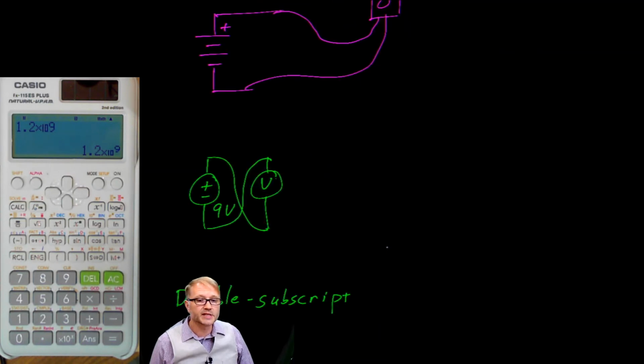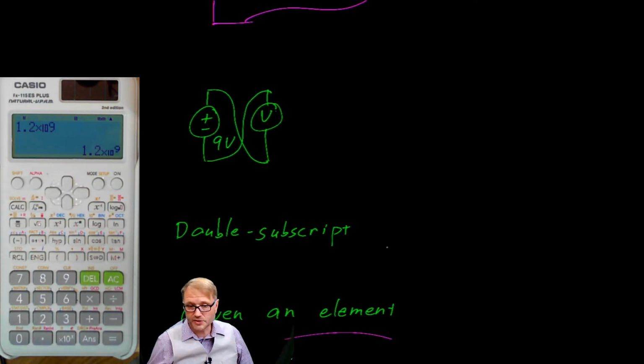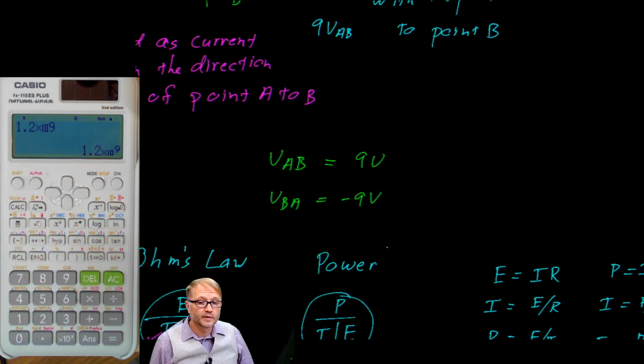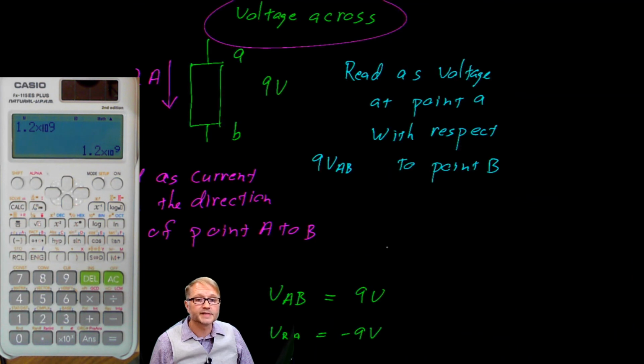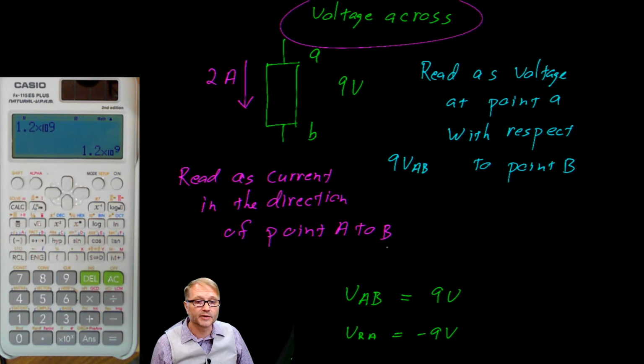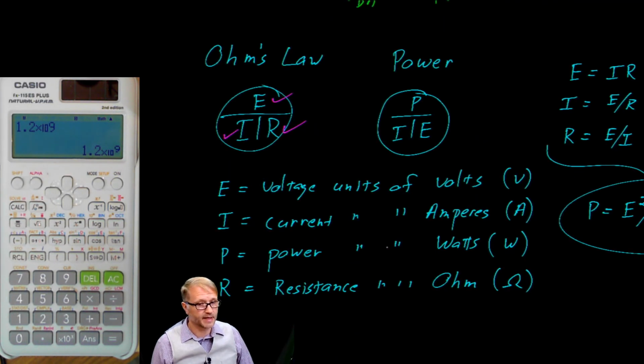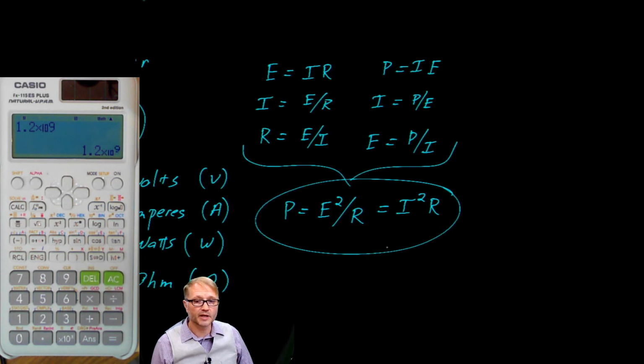What else? We talked about polarity and the fact that it matters which way you connect up your probes. Let's see. We talked about voltage measured across. So we had voltage A measured with respect to voltage B. And we talked about current flowing in the direction of A to B. That was useful. Ohm's law and power laws. Yep, commit those to memory. Commit all of this here to memory. You're going to use it again and again and again.